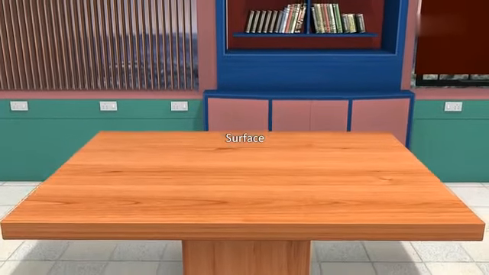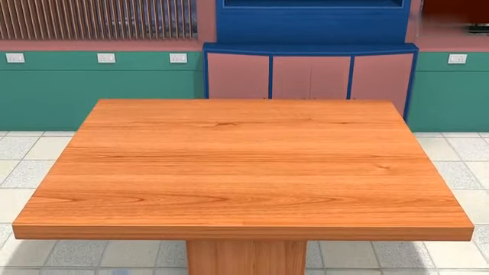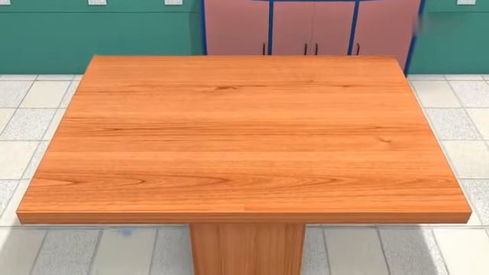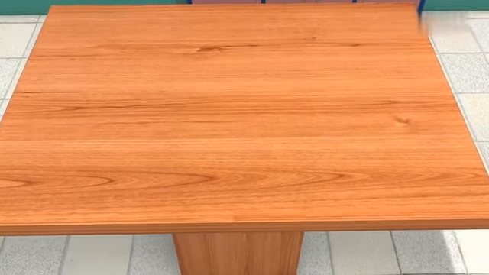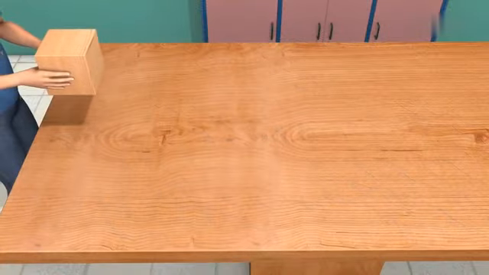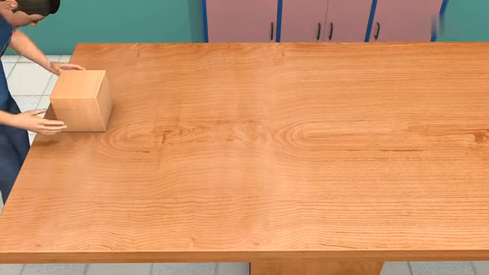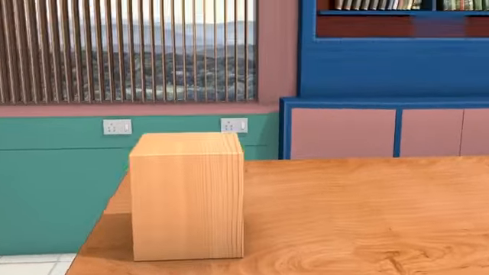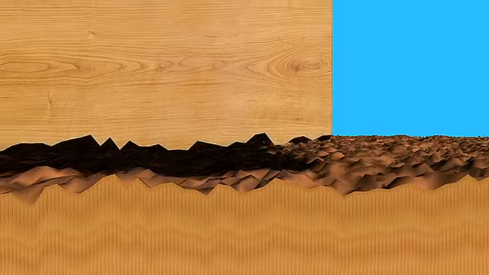Though the surface of all bodies looks smooth, they may not be perfectly smooth in reality. If you look at the surface of this table through this powerful magnifying glass, it has very small irregularities in the form of grooves and ridges. When an object like this block of wood is placed over the table, the irregularities interlock.